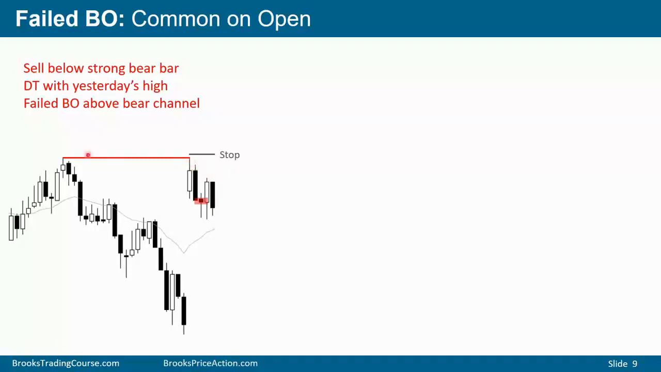Some bears will sell this as a double top with yesterday's high. They'll sell below the bear bar and put a stop just above its high. We have a bear bar and a follow-through bar. Okay to sell the close of this bear bar or sell below the low of this bear bar, taking a chance that this is the high of the day.